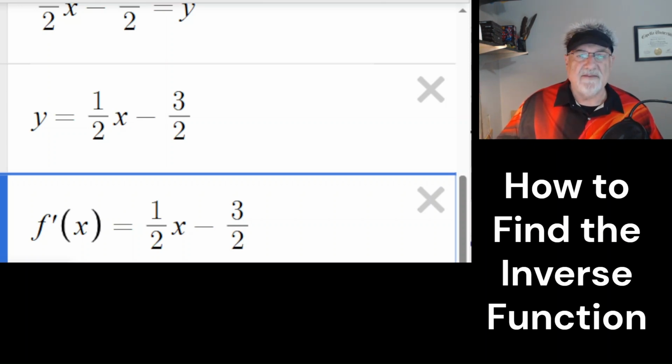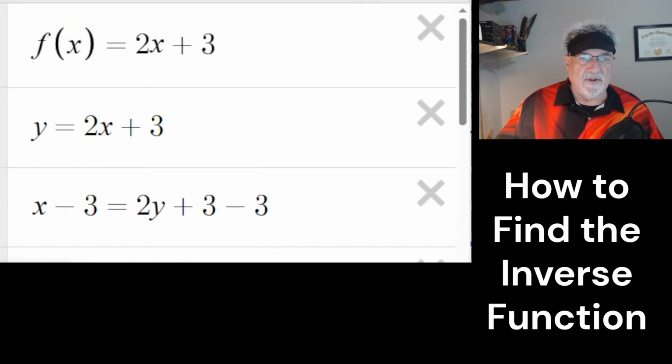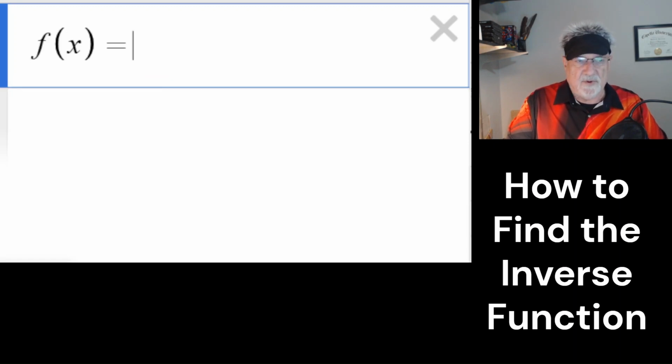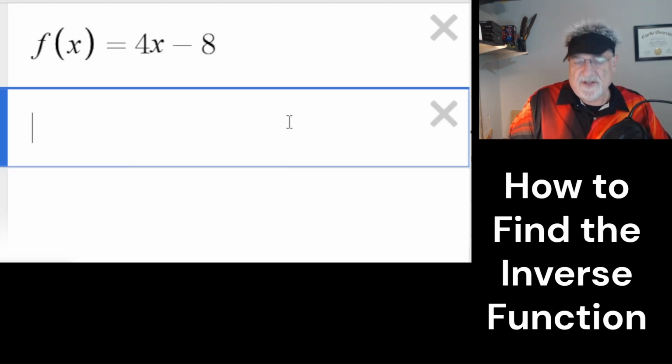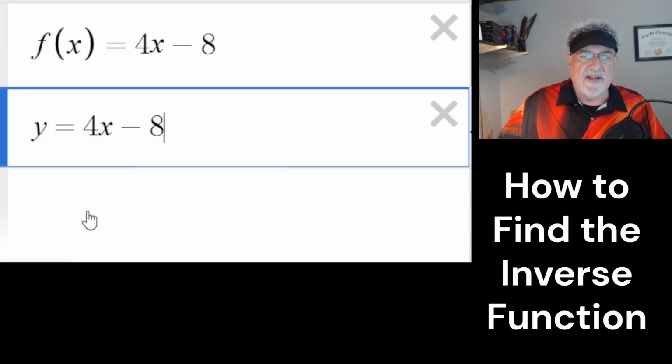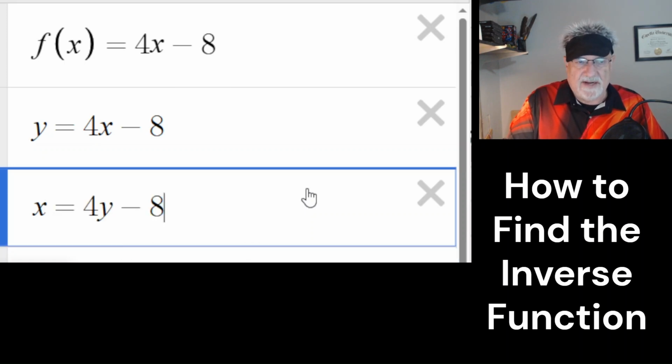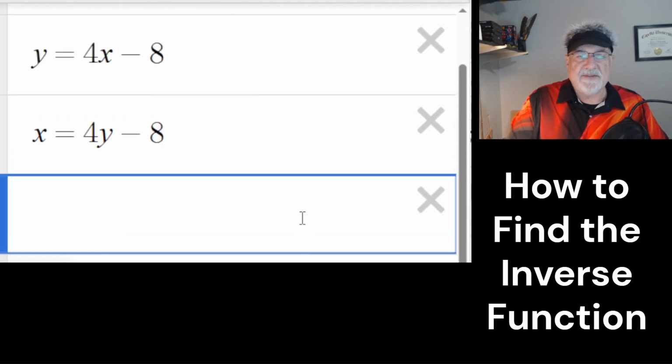Okay, so let's have another example. Let me get rid of all this, and we'll say, in this case, we're going to have f of x equals 4x minus 8. And in this case, we're going to find the inverse function. So as you remember, we're going to swap places. Well, we realize it's y equals 4x minus 8. And so to find the inverse function, you swap places with x and y and put x is equal to 4y minus 8. And then we're going to add 8 to both sides.